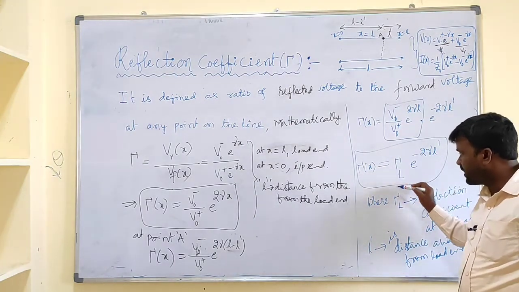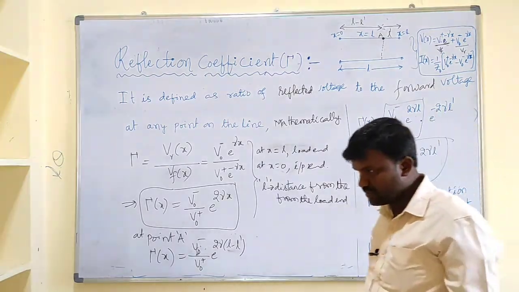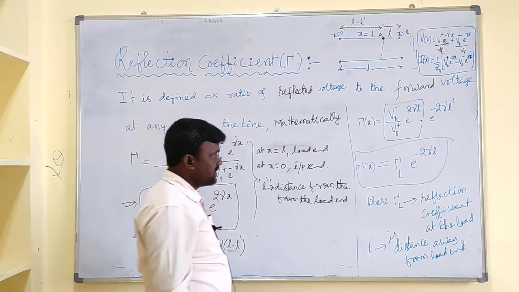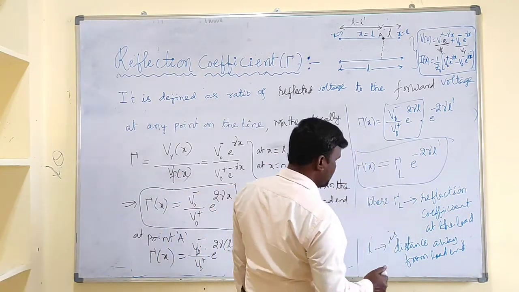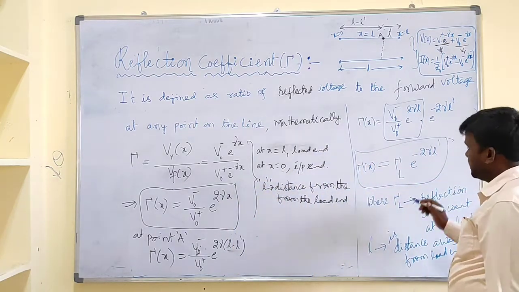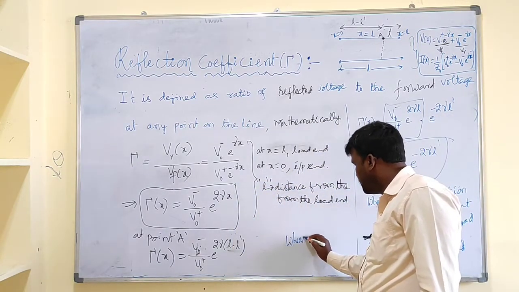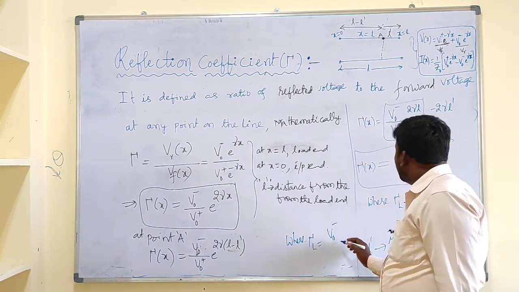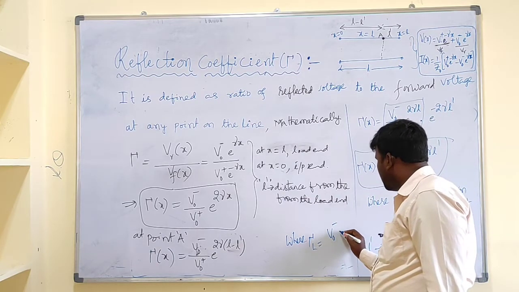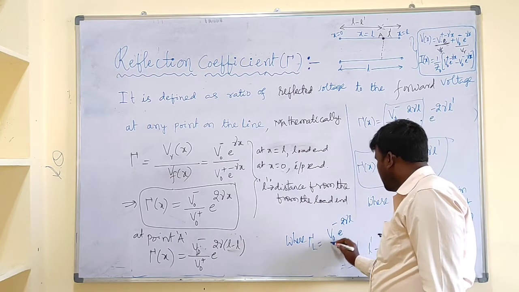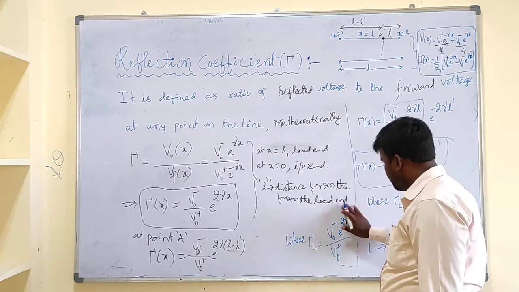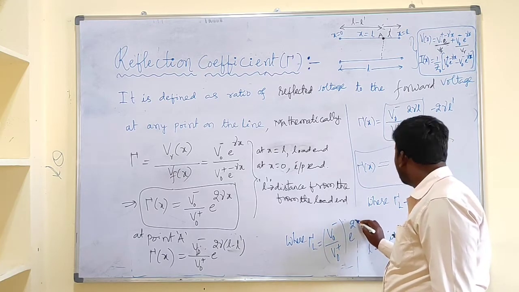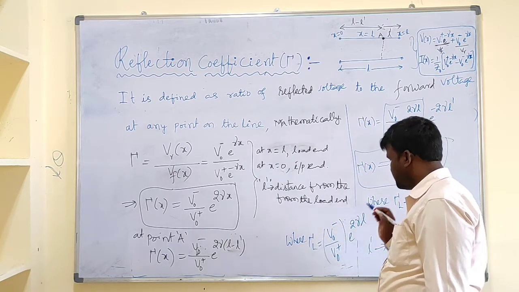Now we can derive the reflection coefficient at the load end. Please see this one. I consider only gamma L. Where gamma L is nothing but V naught minus e to the power 2 gamma L by V naught plus e to the power 2 gamma L.